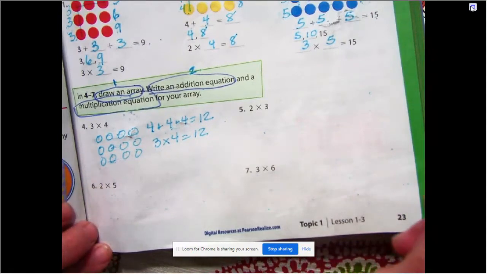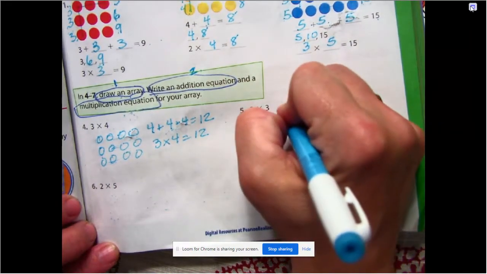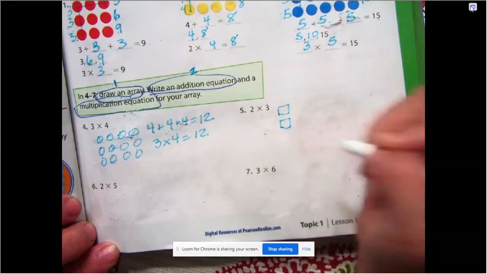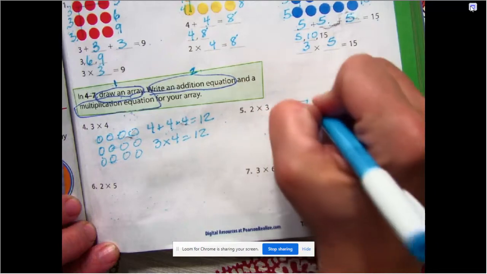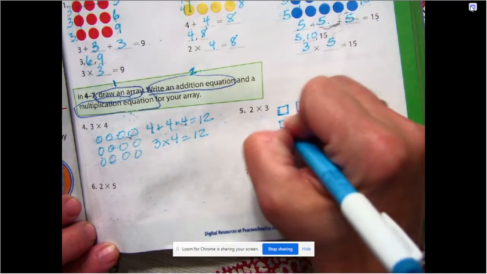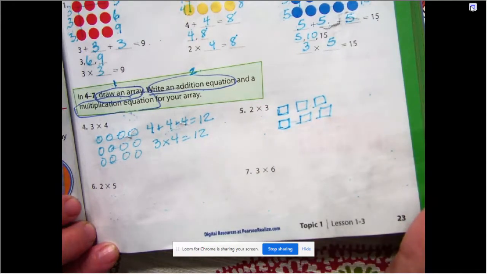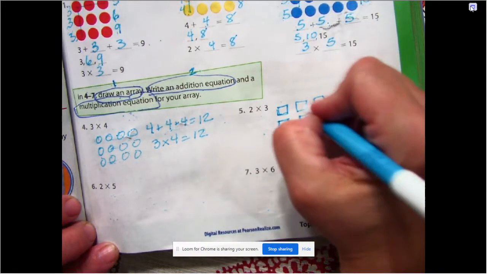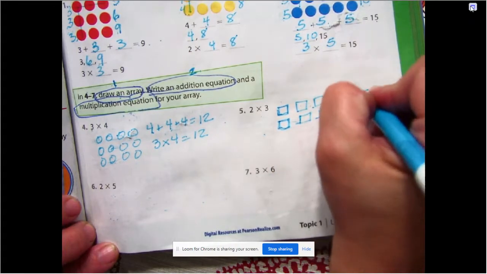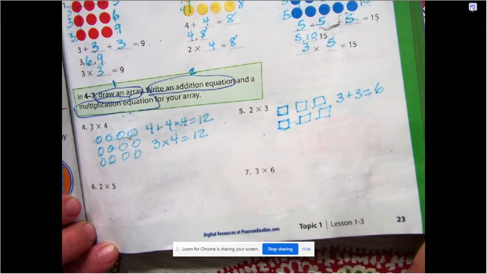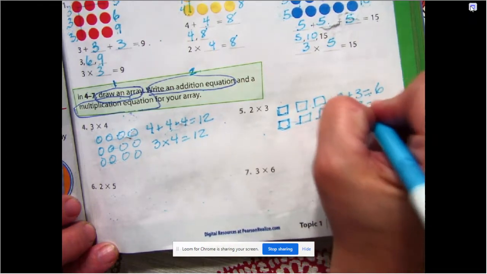Okay. Number 5, 2 groups of 3. Let's try some squares just to have something different. 2 groups of 3. There's 2 rows. There's 1, 2, 3. 1, 2, 3. So doing a repeated addition, we're going to add the first line, 3, plus the second line, 3, equals 6. How many groups do we have? 2 groups of 3 equals 6.